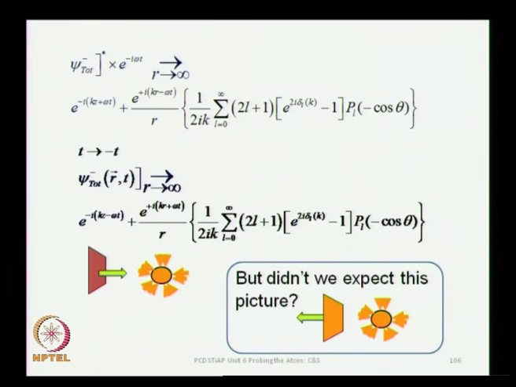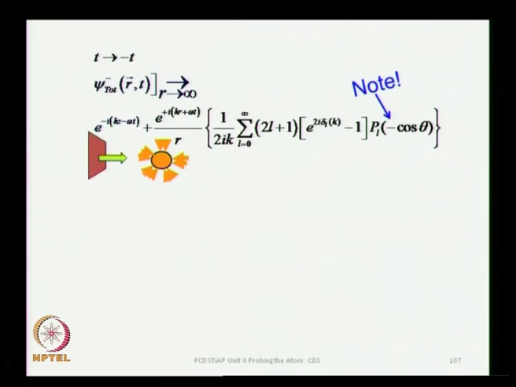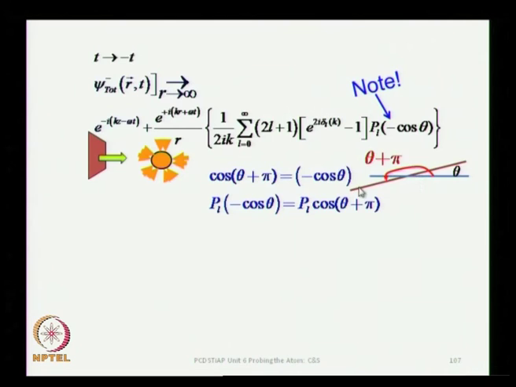But is this the picture that we were expecting? We were expecting this picture, right. Now there is a difference, and that difference is because there is a factor which some of you perhaps noticed and some did not, that there is a minus sign here, okay. This is the minus sign which has cropped up in our analysis, and it is this minus sign which I am going to discuss, because you know that if you add pi to theta, cosine of theta plus pi gives you minus cos theta.